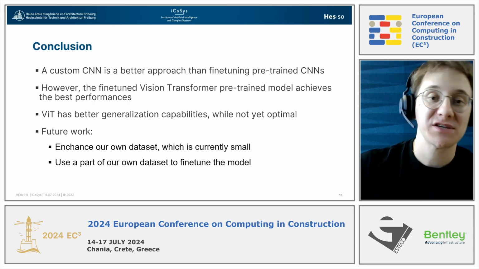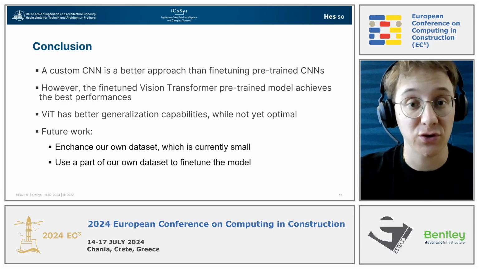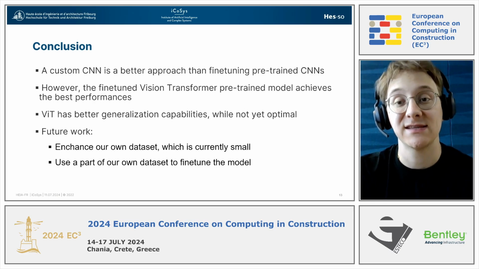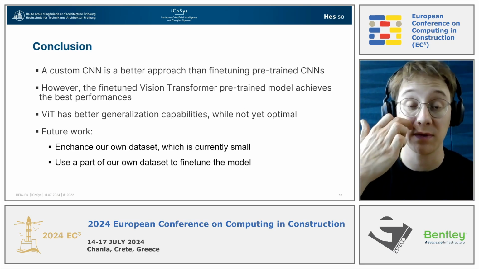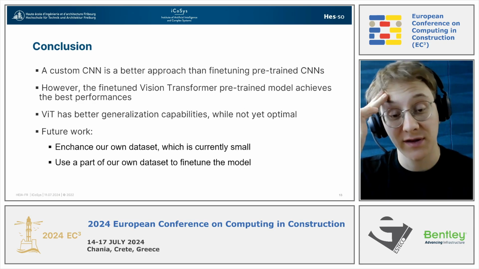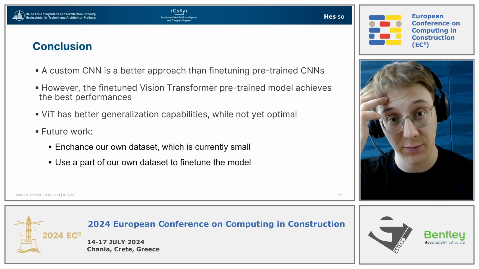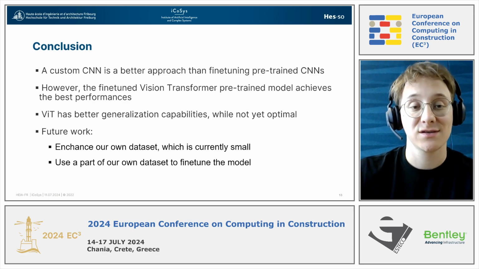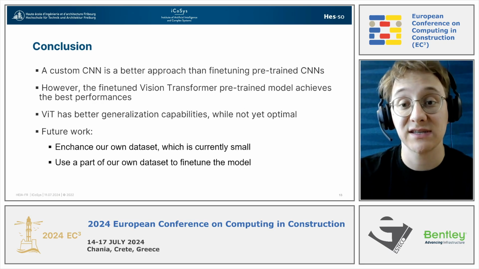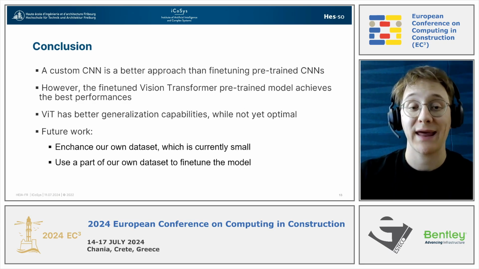So with these encouraging results, I would finally like to conclude this presentation. Our experiments showed that fine-tuning pre-trained CNNs did not seem to outperform a neural network specifically designed for predicting aggregate granulometry from images. However, fine-tuning a model based on new vision transformers is a promising alternative approach and can even outperform the custom model. Also, the results on our data set show that VIT has superior generalization capabilities, although it is not yet optimal. This is why in the future our research will focus on two main axes.